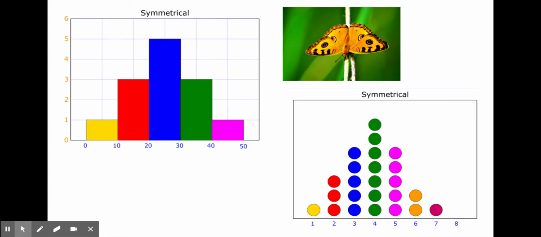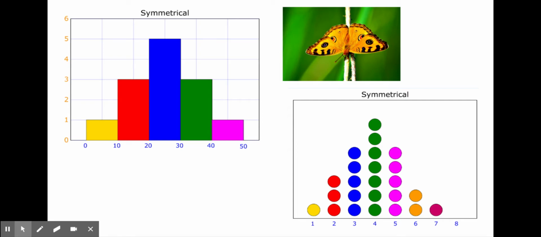So one way to describe a histogram or a dot plot or another distribution, distribution is just a word meaning the data that we have. Particularly, we use it to refer to visual ways of looking at the data, is by calling it symmetrical.